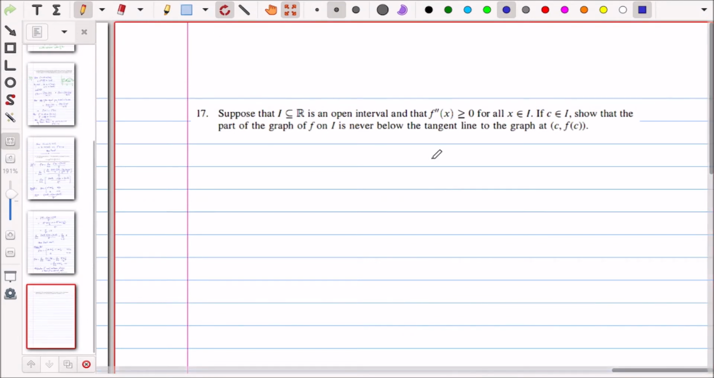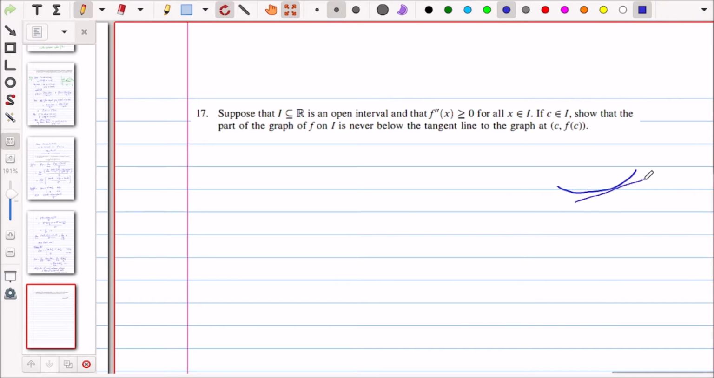our graph is of this form. So the graph is always of this form. This is the tangent, and this is the point C, f of C. So the tangent is always below the graph. Or let me just show you.